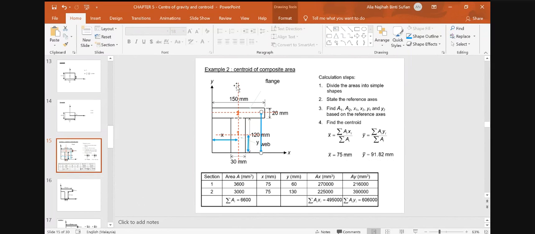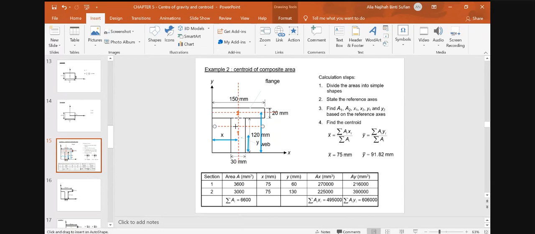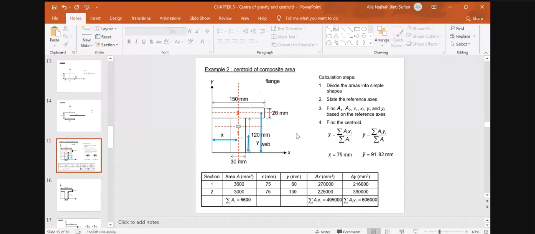X bar now is on the vertical dotted line here, 75 mm, whereas the y bar now is located at 95.82, which is somewhere around here. Okay, so the centroid of this composite area is here. That is the centroid of the composite area.